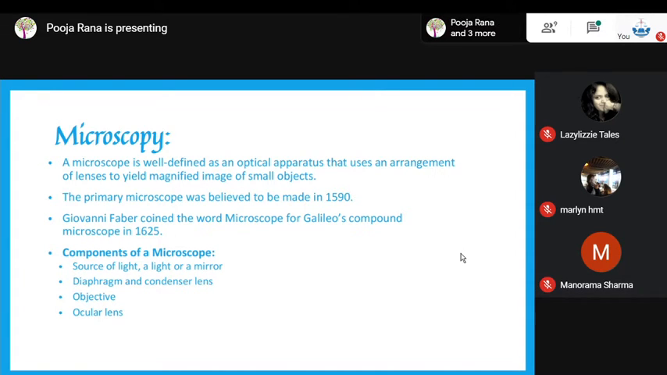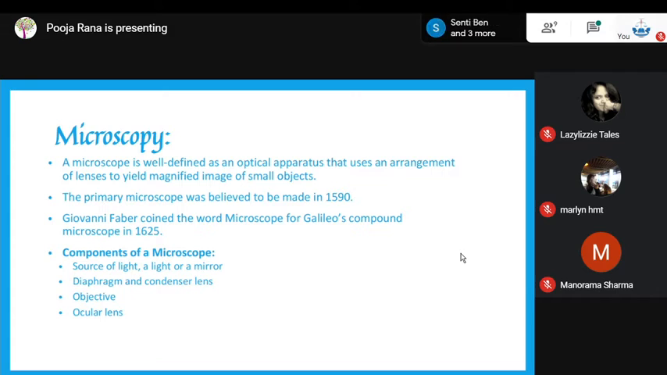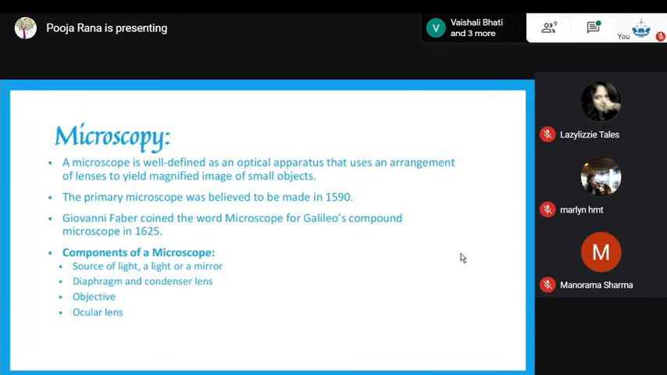All right. So over here, I'm writing down two terms. Let's see if you can guess that particular thing. This is the first term. This is the second term. All right. So let's see how you put your brains into work. What is microphotography and what is photomicrography?